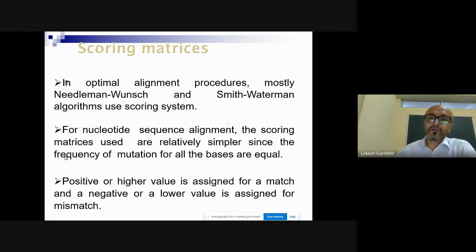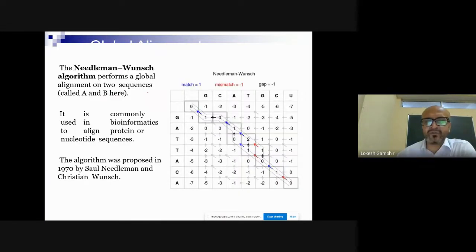So based on these scoring matrices, two algorithms were designed. For global, we will be talking about Needleman and Wunsch. For local, we'll be talking about Smith and Waterman. So we'll be talking about it very briefly.